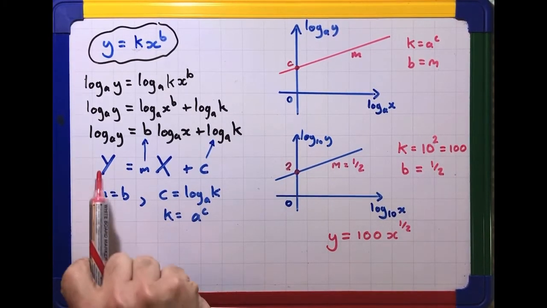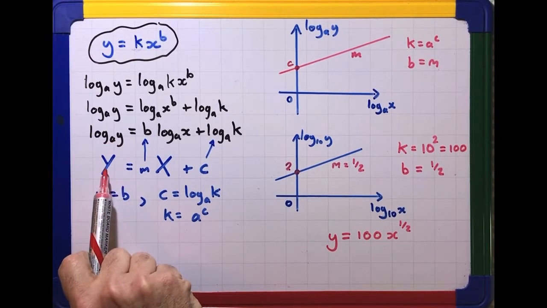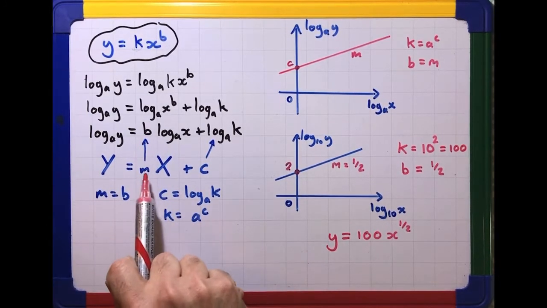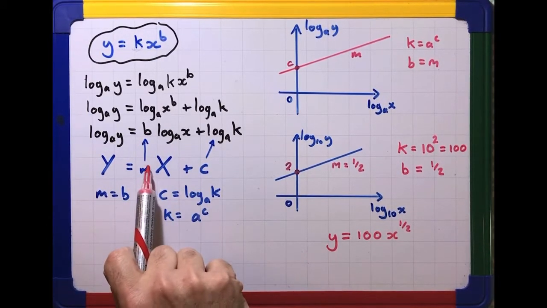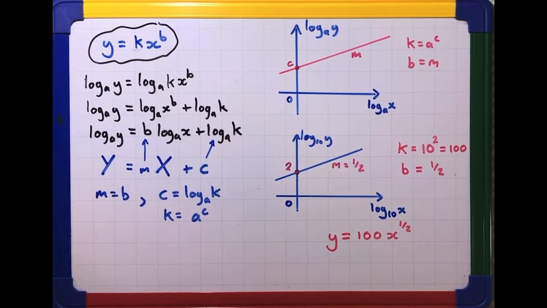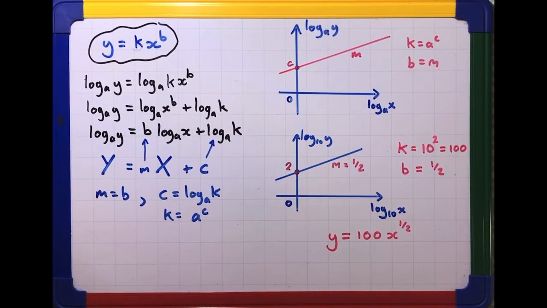Because we're basically saying, if we plot log y, that's capital Y, against log x, we've got mx plus c, so m was equal to b, and c was equal to log to the base a of k. So as it's k we're after, k is a to the power c.